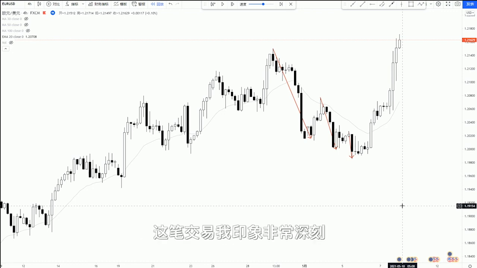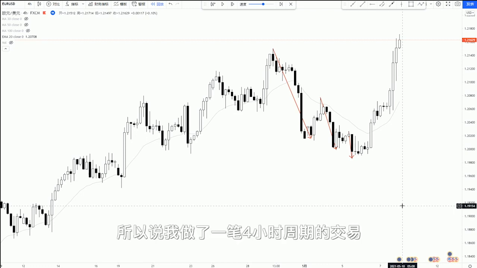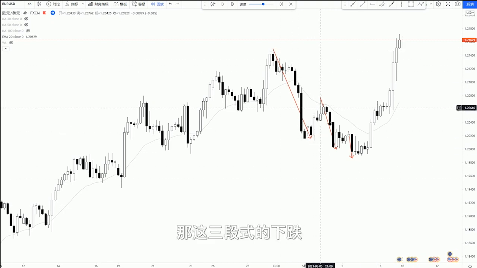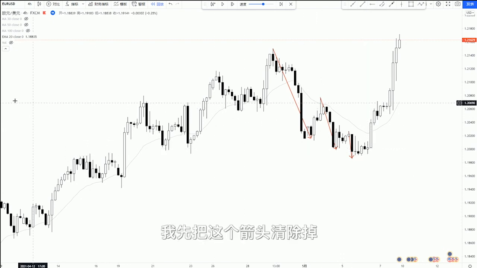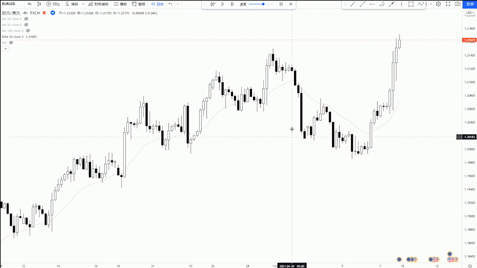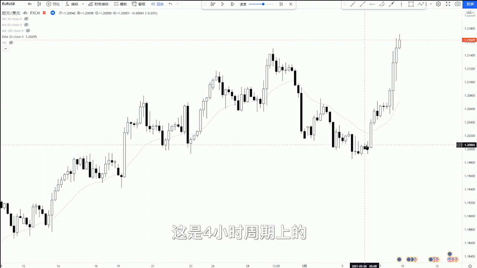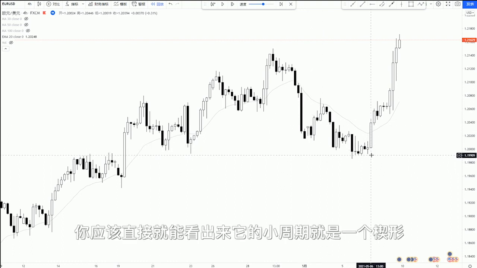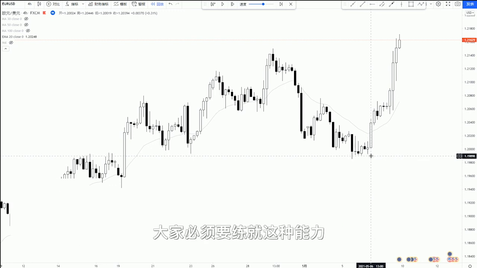So this three-stage decline, I'm going to clear this arrow right over here, and this is a three-step decline over a 4-hour period. As a price action trader, you should be able to see right away that the smaller period is a wedge, and you have to practice that. So I'm going to go to the 1-hour period, the smaller period, and show you this wedge. I'm going to make this candle smaller. It was 4 hours, so what do you see now when you go to the 1-hour period? A very pronounced 3-segment decline driven by a wedge adjustment.